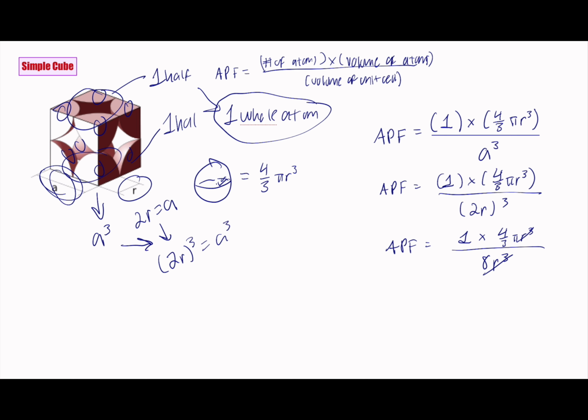It will be 4 pi over 24, which is equal to pi over 6, so the atomic packing factor for the simple cube is equal to 0.52 or 52%. This means that 52% of the volume of the crystal is occupied by the atoms.